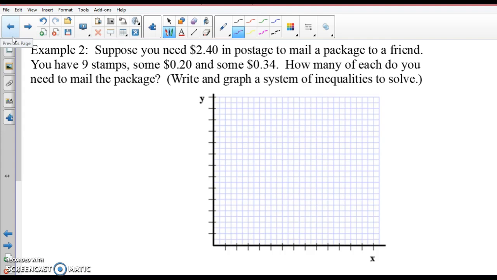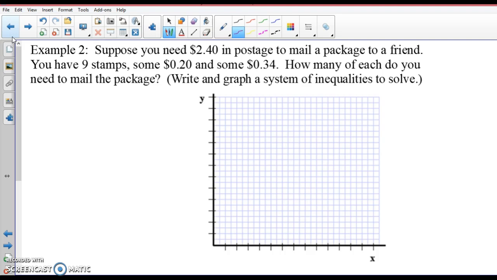Suppose you need $2.40 in postage to mail a package to a friend. You have 9 stamps. Some are 20 cents and some are 34 cents. How many of each do you need to mail the package?